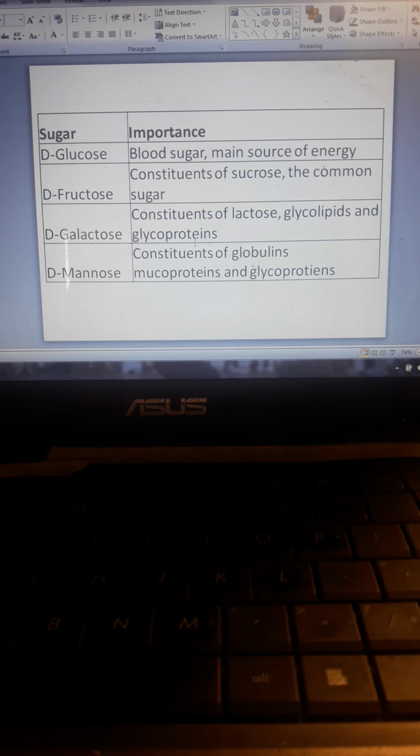You have D-mannose, a constituent of globulins or proteins, mucoproteins, and glycoproteins. Mucoproteins are usually found at the mucous membranes. For example, one example is mucin.